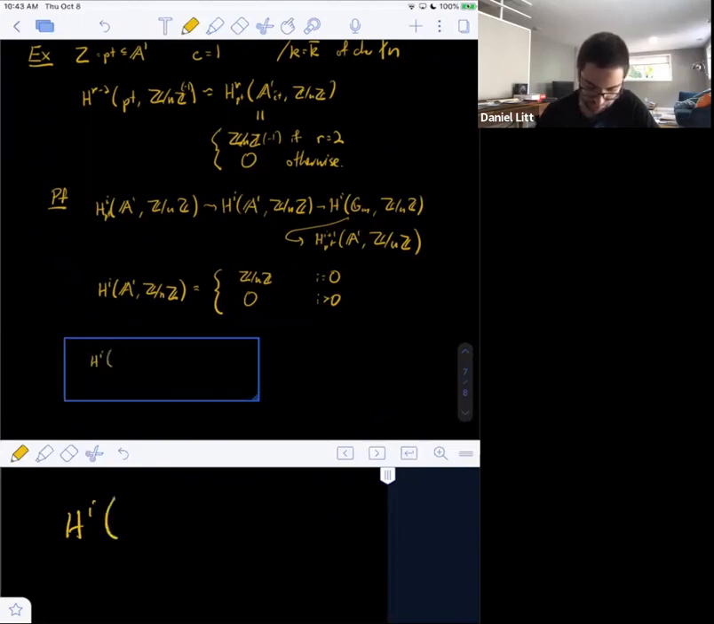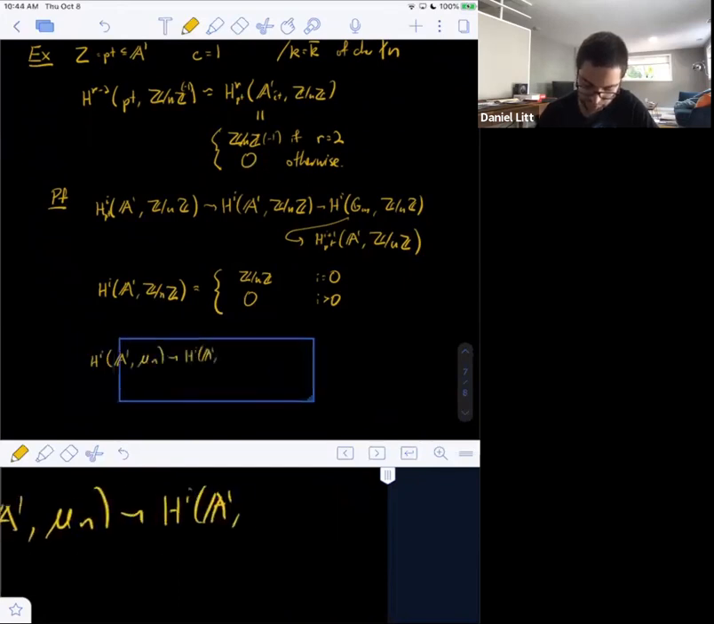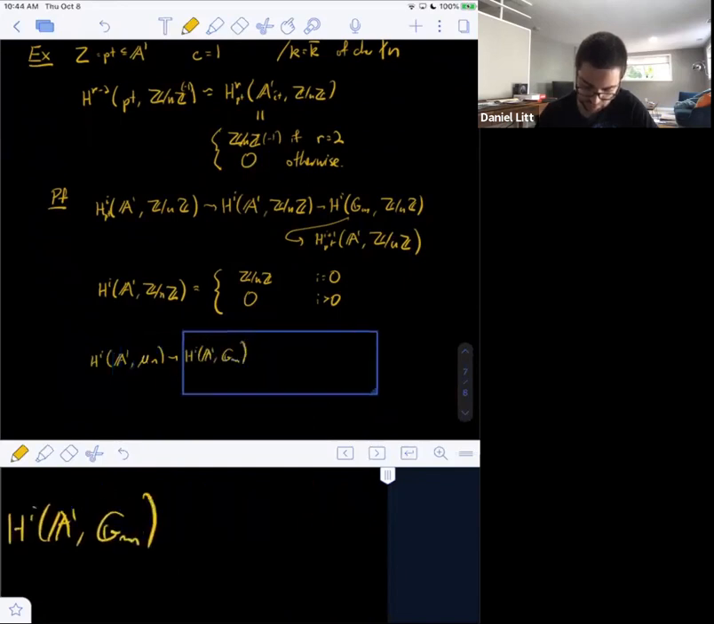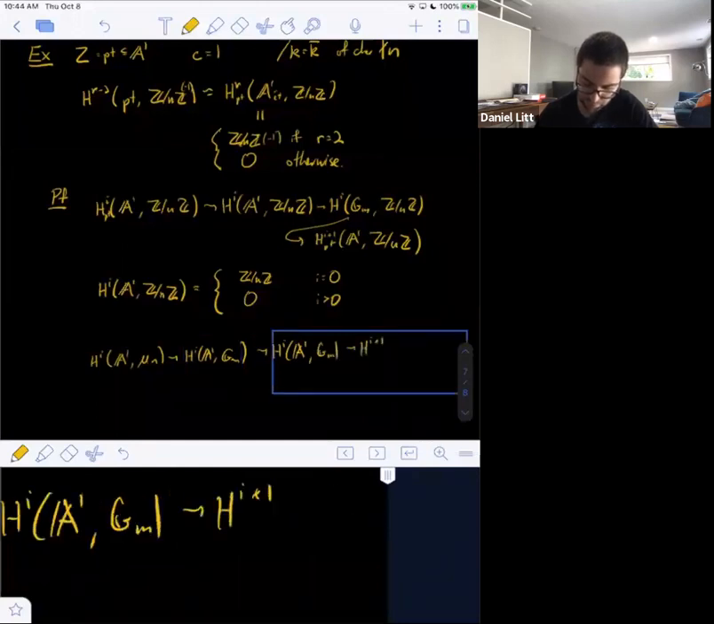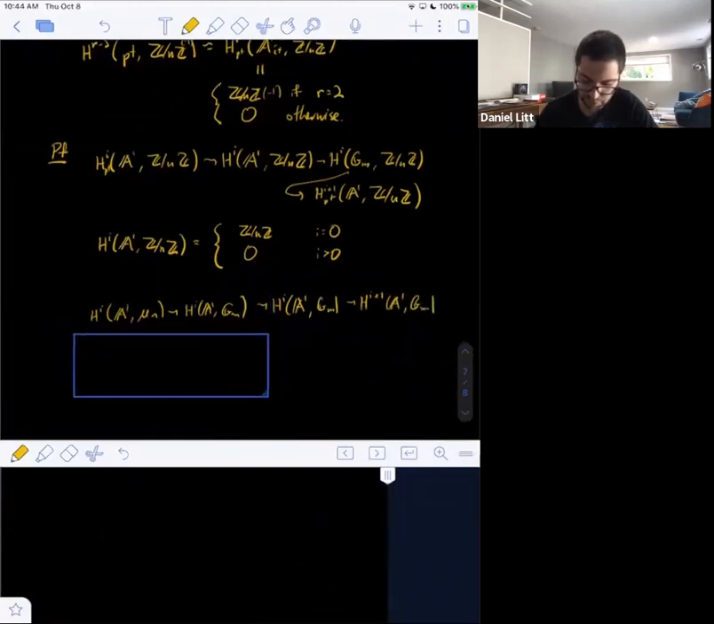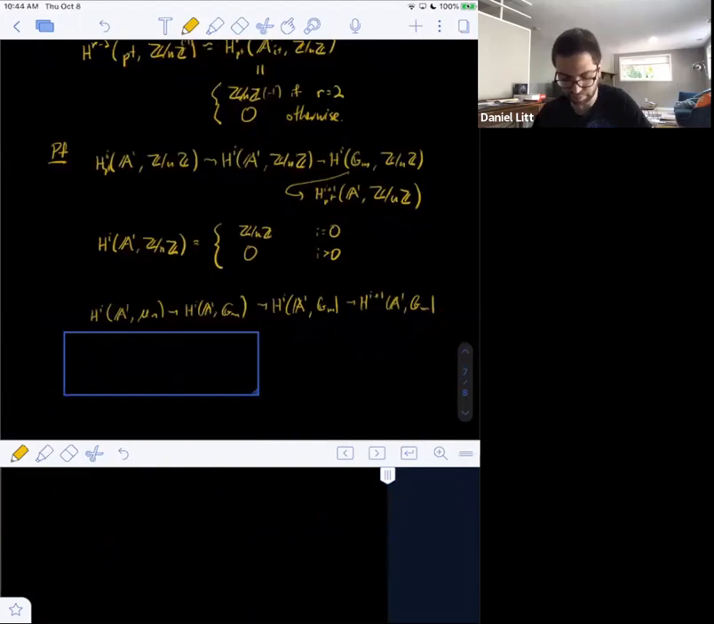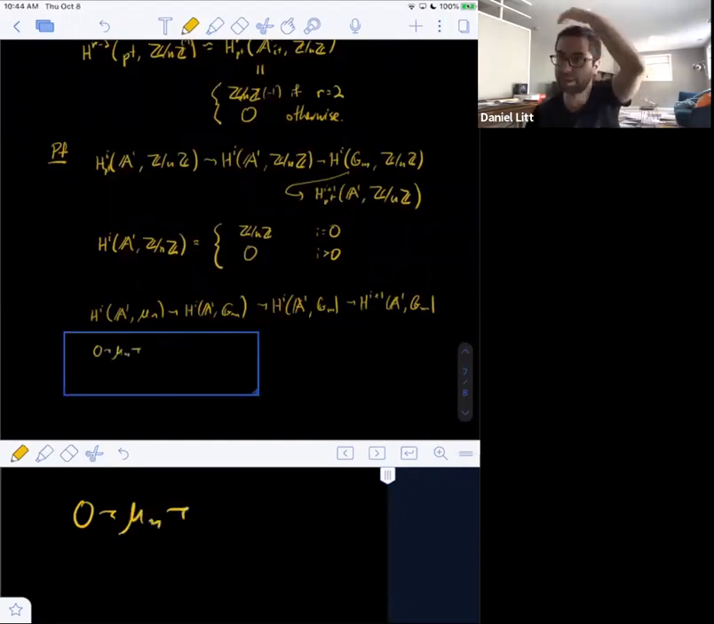So there's a long exact sequence coming from the Kummer sequence: H^i of A^1 with coefficients in mu_n to H^i of A^1 with coefficients in G_m to H^i of A^1 with coefficients in G_m to H^{i+1} of A^1 with coefficients in mu_n. Okay, so what does this look like? So we get 0 to mu_n to what are the units? What are the global sections of G_m on the affine line?